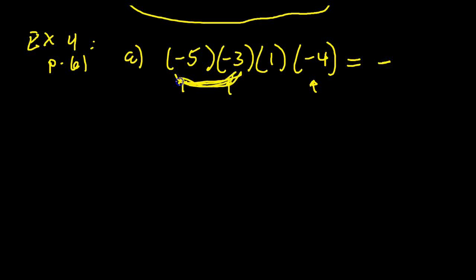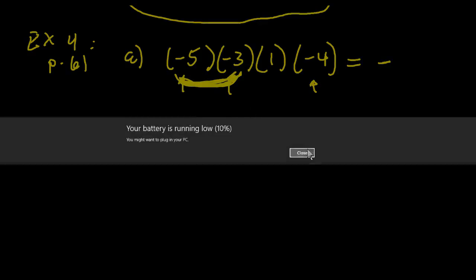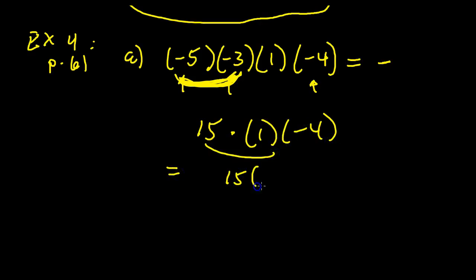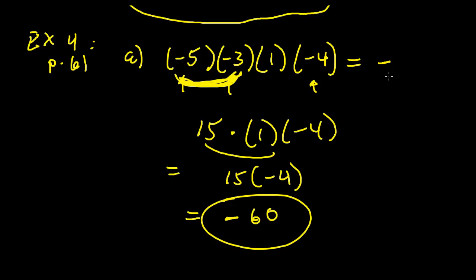I'm going to go left to right here. You don't have to. Multiplication is associative. But I'm going to do this first. Minus 5 times minus 3 is plus 15 times 1 times minus 4. Taking it one step at a time. 15 times 1 then is positive 15 times minus 4. And 15 times negative 4, of course I get a negative result, and 4 times 15 is 60. Negative 60, remember, a negative result, just like we predicted.